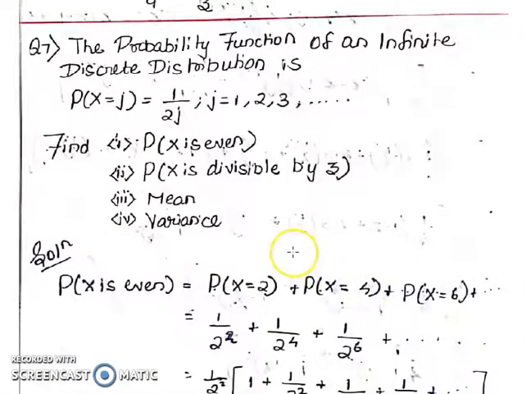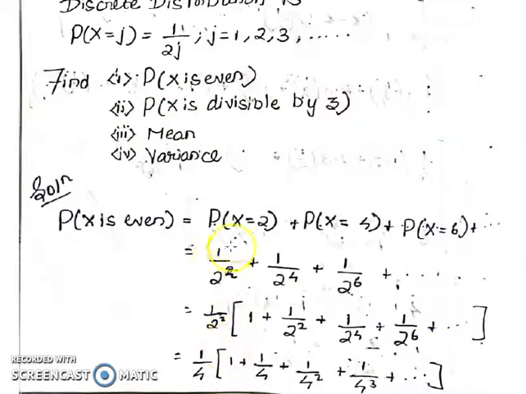So this is another important problem. The probability function of an infinite discrete distribution is p of x equal to 1 by 2 power j. Actually this is j equal to 1 to infinity. Find the probability that x is even. Next one is p of x divisible by 3, mean and variance.